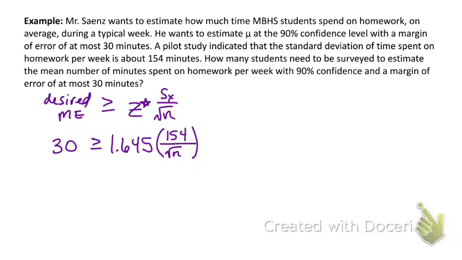All right. The algebra steps are slightly different than they were with the proportions because the square root is only on the bottom of the fraction, not the whole fraction. So this is going to be slightly different, but let's go. What's the first step? We're going to divide both sides by 1.645. That's our first step.